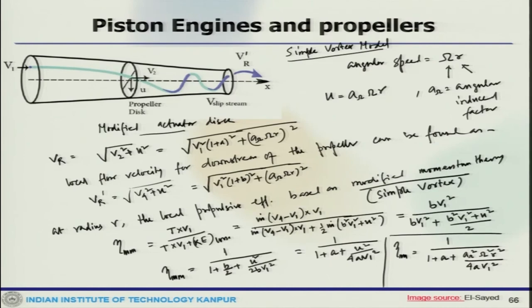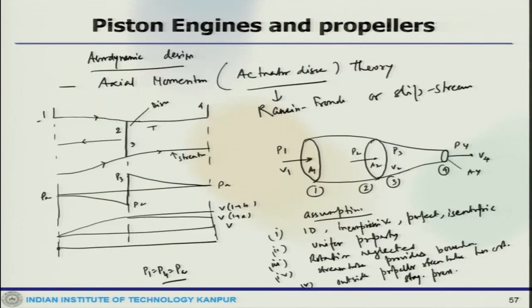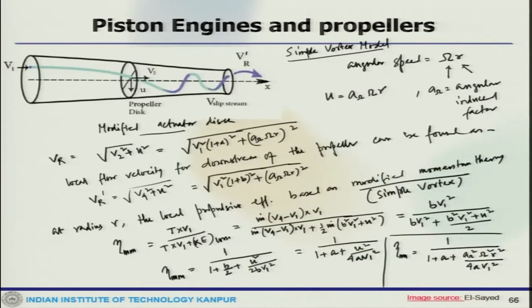So, you can see that one can do the analysis with an actuator disc theory. This is one of the simplest ways one can do the design, simple vortex model or modified momentum theory, to get this efficiency and other things. So, there are two different ways you can look at it. These are again the simple theories which are used to calculate this actuator disc analysis, but these again assume the disc to be thin, and then carry out this analysis.